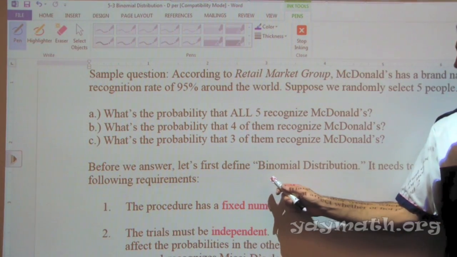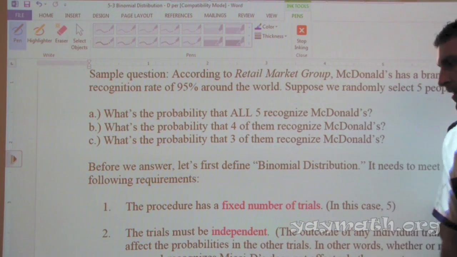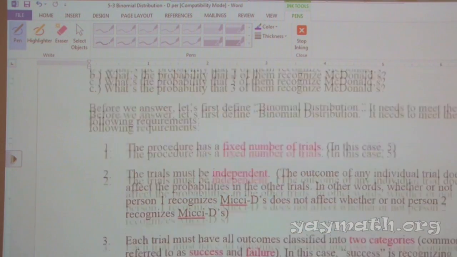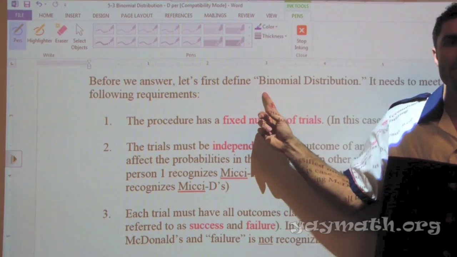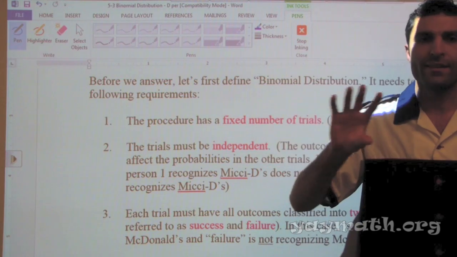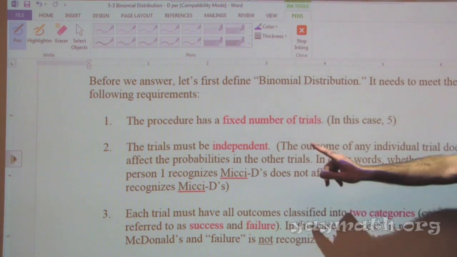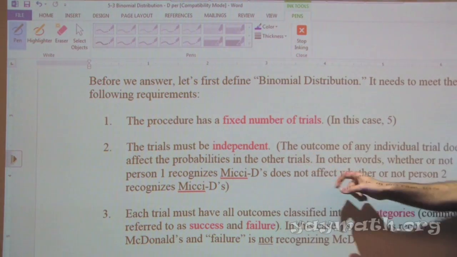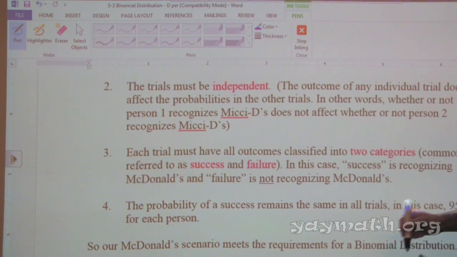This scenario is called a binomial distribution, and it has 4 characteristics. Let's talk about it. In a binomial distribution, first of all, what is the bi prefix for? 2, right? It's basically comparing between yes or no. And it has a fixed number, independent trials, and success or failure.